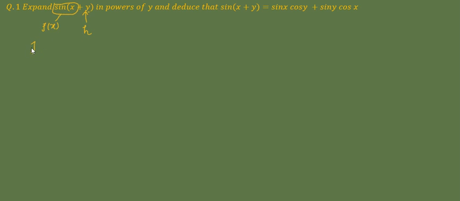Okay, so what is Taylor expansion? f(x+h) is equal to f(x) plus h times the first derivative of f, plus second derivative into h square by 2 factorial, and you can write third derivative multiplied by h cube by 3 factorial and so on.